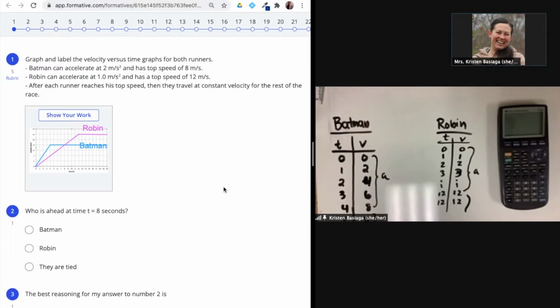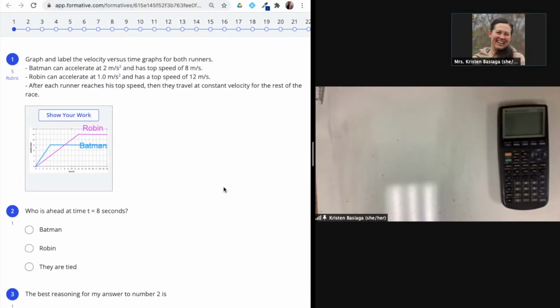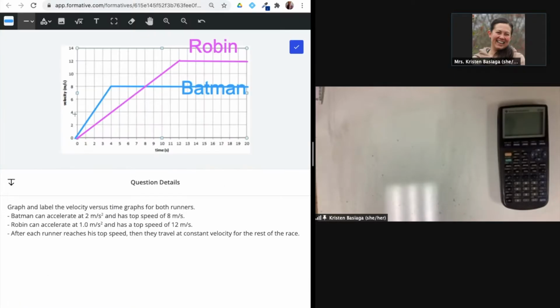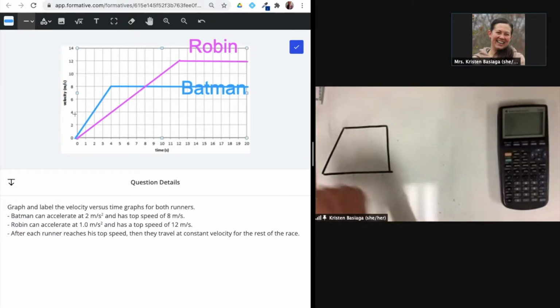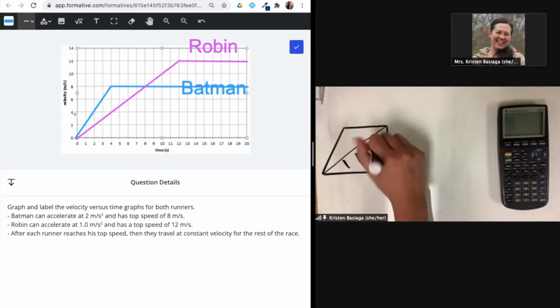So who is ahead at time equals 8 seconds? Well, the word ahead implies area under a curve. We're trying to figure out who ran the farther distance at t equals 8 seconds. So if we zoom in here, Batman has traveled this distance, and I could take the area. But I can see right off the bat that Robin ran less distance. His area under the curve is only this triangle shape.